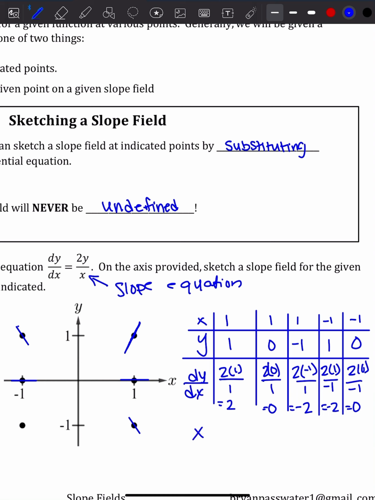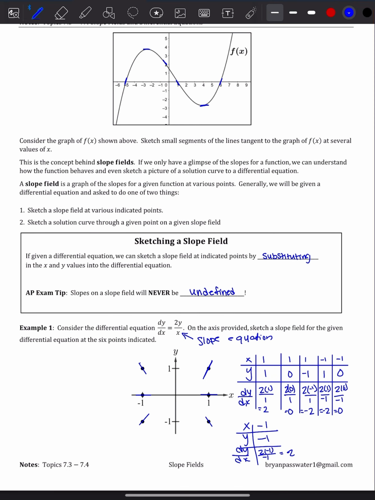And then our last point, we have negative 1, negative 1. So 2 times negative 1 divided by negative 1 equals 2. So when we draw out a slope field, it's going to look something like this, where we just have a bunch of dashes in different places. Those dashes represent the slope at those particular points to help us out.